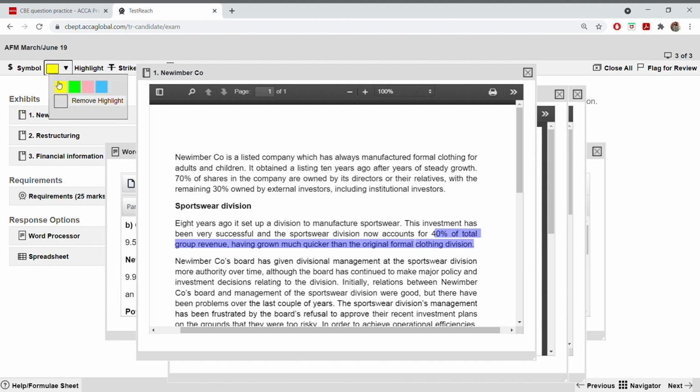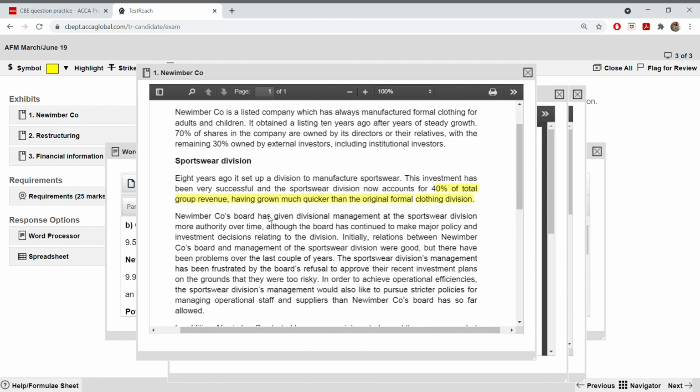That they have grown more than the clothing division also. Okay. Next. The new member's board has given divisional management of the Sportswear division more authority over time, although the board has continued to make major policy and investment decisions relating to the division. Initially, relations between the new member and the management of the Sportswear division were good, but there have been problems over the last couple of years.